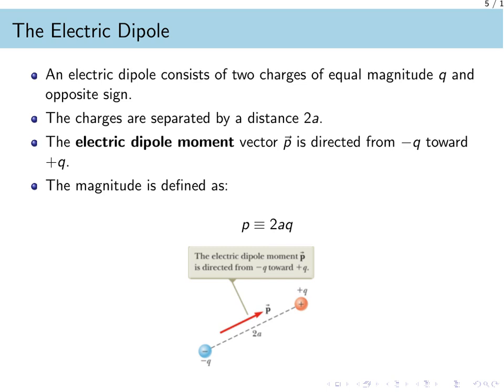An electric dipole consists of two charges of equal magnitude but opposite sign, separated by a specific distance we call 2a. The electric dipole moment is a vector quantity that is directed from the negative charge toward the positive charge. Its magnitude is defined simply as the product of the separation distance 2a and the charge q. This vector moment helps us quantify the separation of charge within the system and will be used to determine how the dipole interacts with external fields.